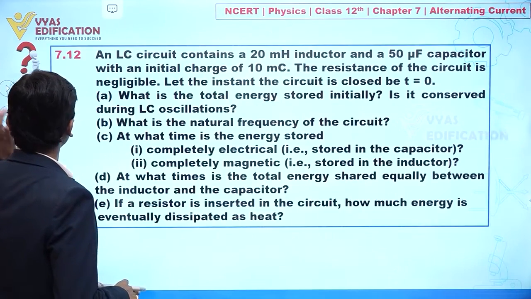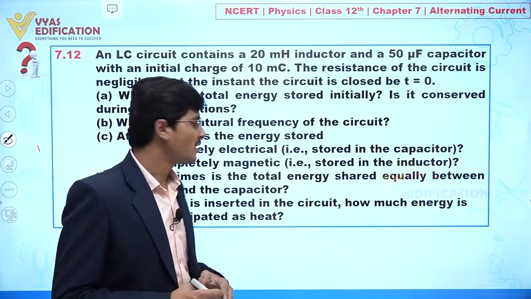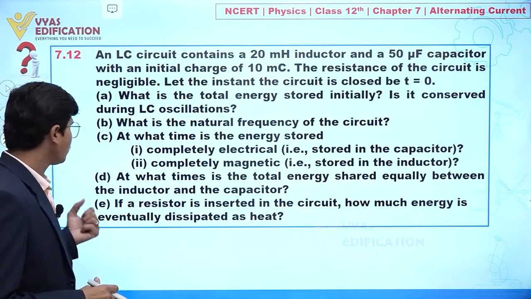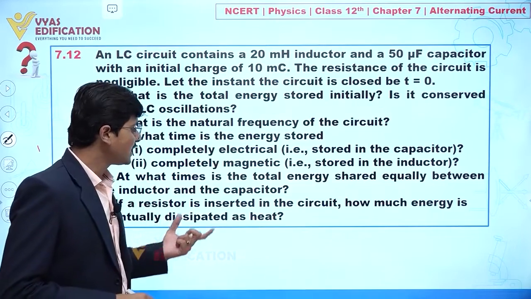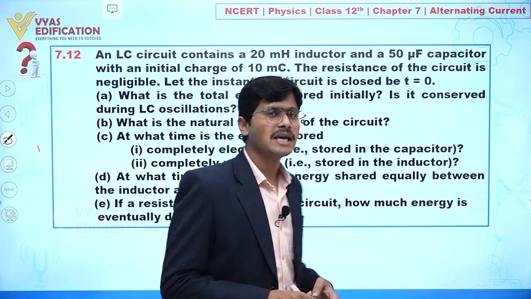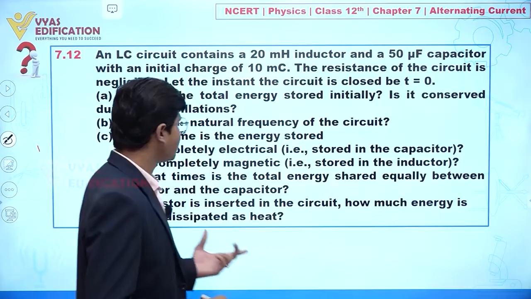Now we are going to discuss part D. Is part D clear to you? Yes. Now we are going to discuss part E: if a resistor is inserted in the circuit, how much energy is eventually dissipated as heat?